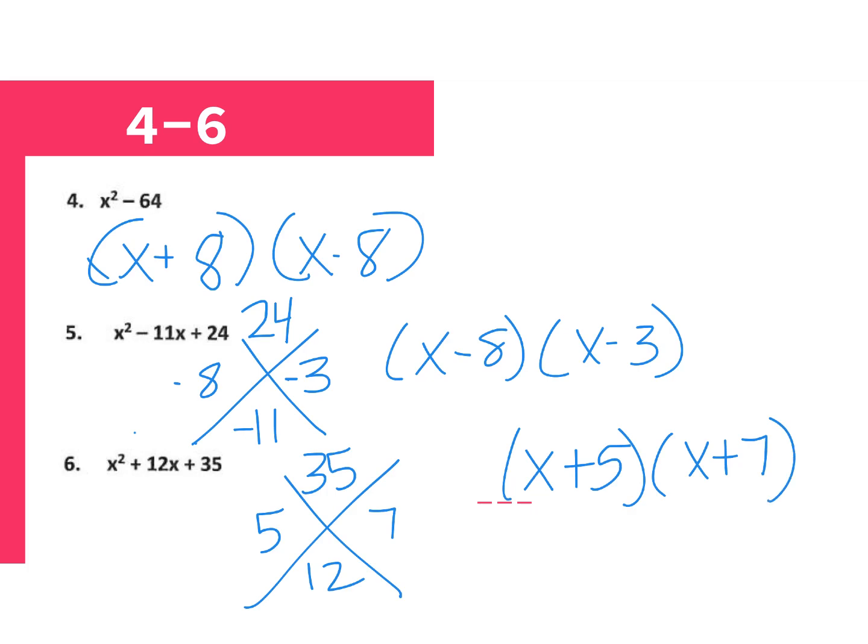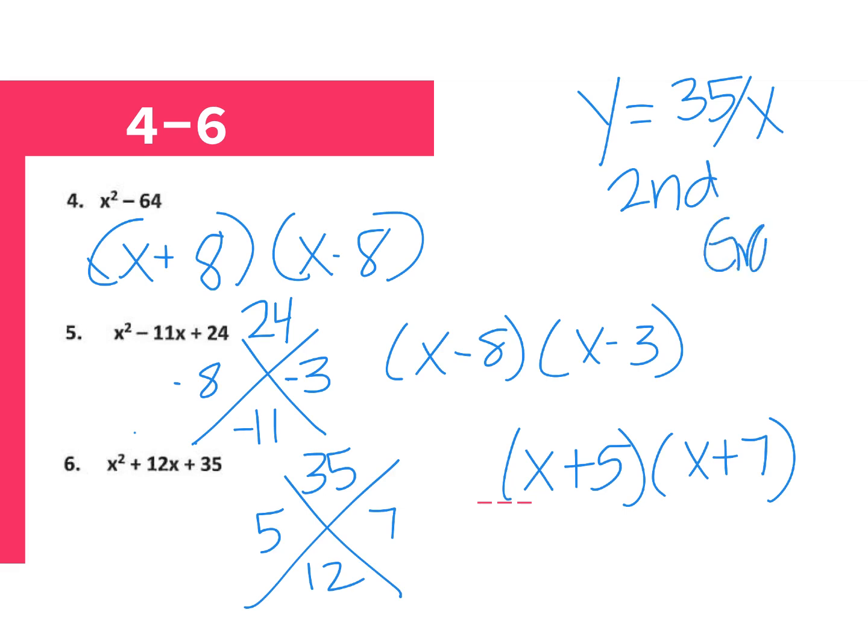And remember, if you need to find the things that multiply and you're looking for a list, you can go into your calculator into y equals, and you can type in 35 divided by x and then hit second graph, and that will bring up a list of values, and you can see a whole list of things that multiply, so you can find what add or subtracts to the given number you're looking for.